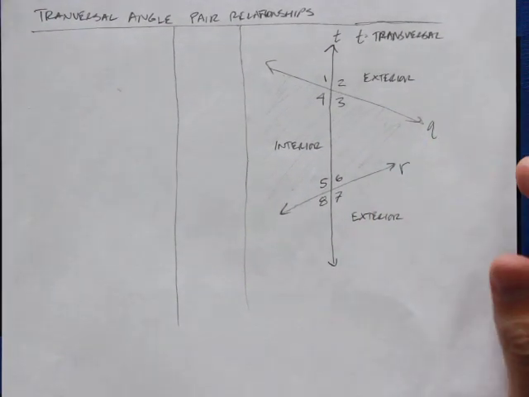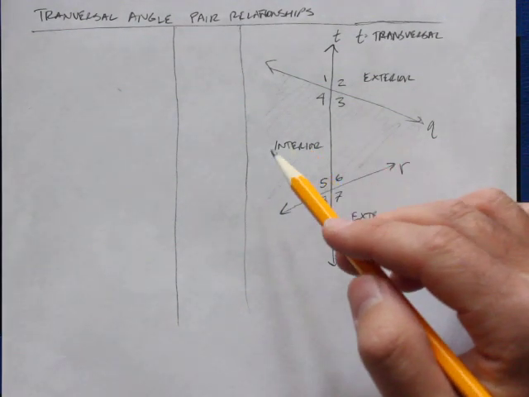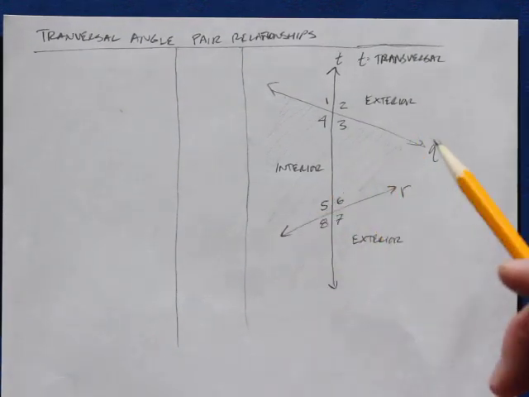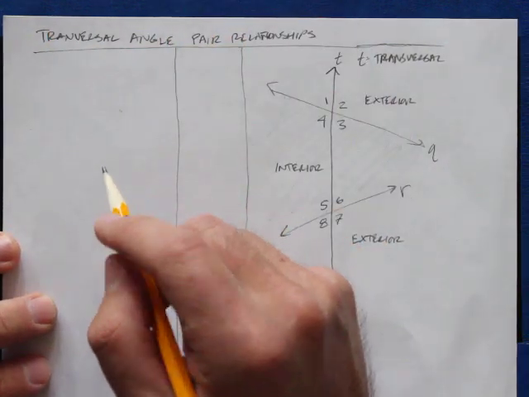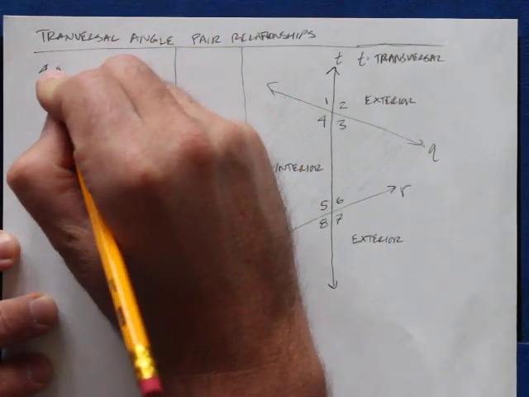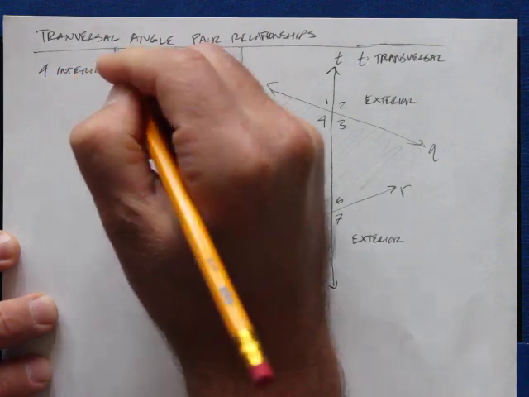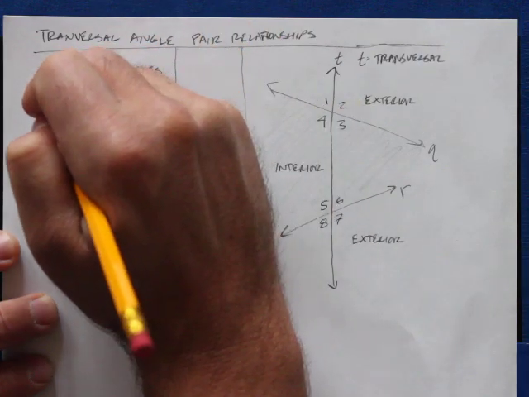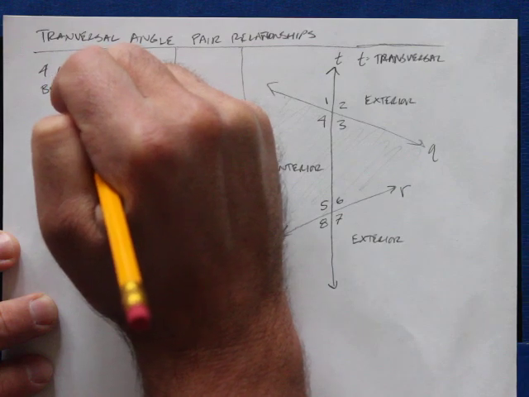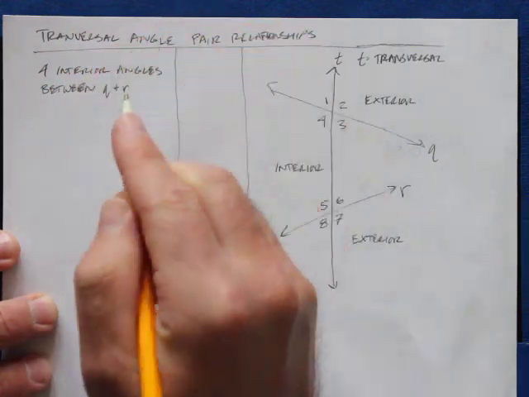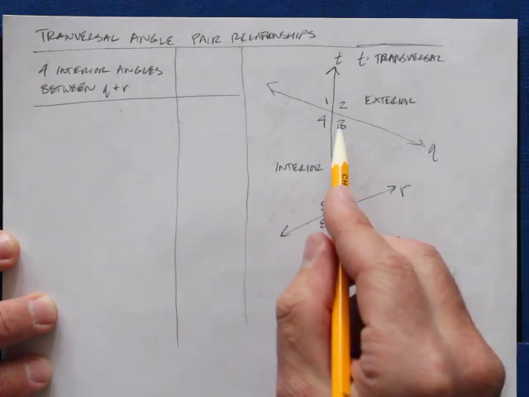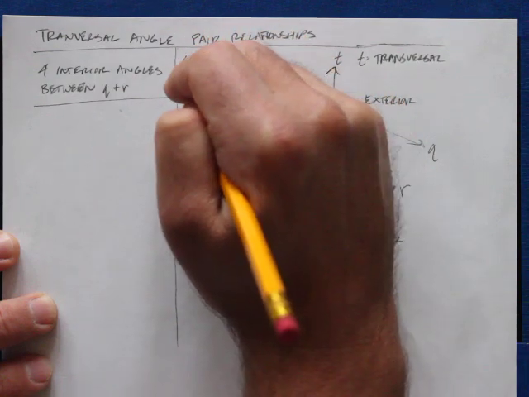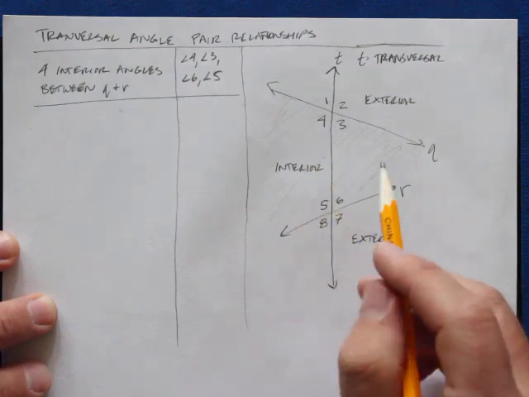And this information is going to be more and more needed as we move on to 3-2. So I've got 4 interior angles. They are between Q and R. And those 4 interior angles are angle 4, 3, 6, and 5. Those are my interior angles.